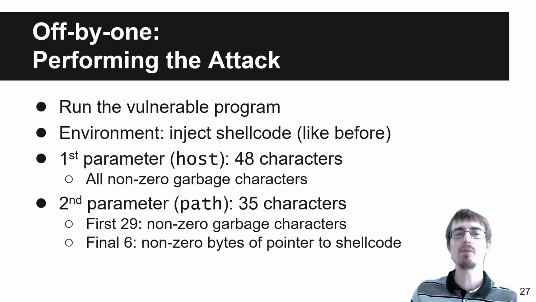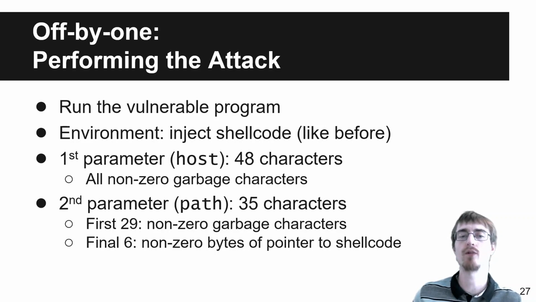So to wrap this up, how do we actually perform the attack then? Well, we run the vulnerable program. In the environment, we inject shellcode, just like before. The first parameter is 48 characters, which must all be non-zero, because otherwise the string would be terminated, but they may otherwise be garbage. These characters do not actually matter for the attack. And then the second parameter path must have 35 characters.